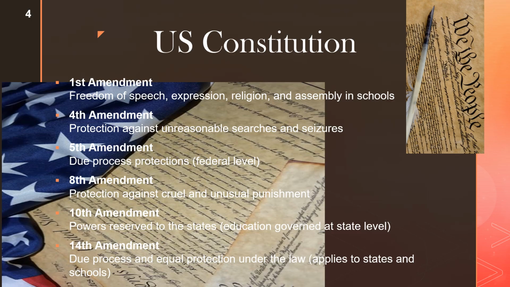The 14th Amendment is especially important because it applies constitutional protection to state-run schools. The Eighth Amendment relates to punishment, which is why many states, including New Mexico, prohibit corporal punishment. And finally, the 10th Amendment reminds us that education is primarily controlled by the states, which explains why state laws and local policies play such a significant role in how student rights are implemented.